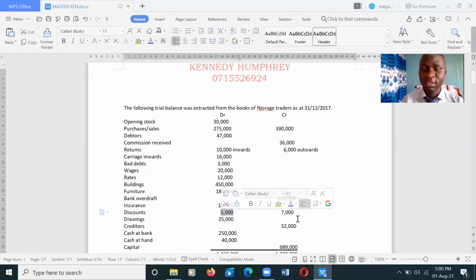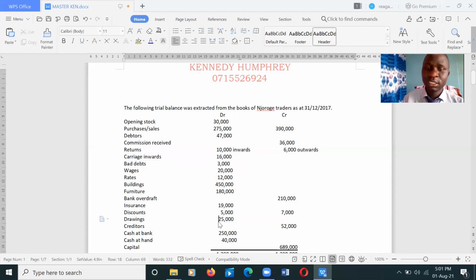While this one, 7,000, that is appearing on the credit side, that is discount received. Note that the amount that will appear on the debit side is discount allowed. On the credit side will be discount received. Now we move to drawings. Drawings will be 25, giving us 25,000.